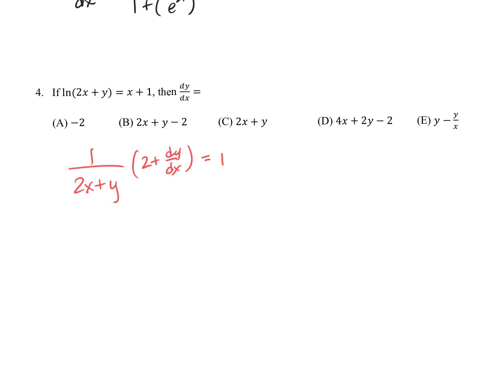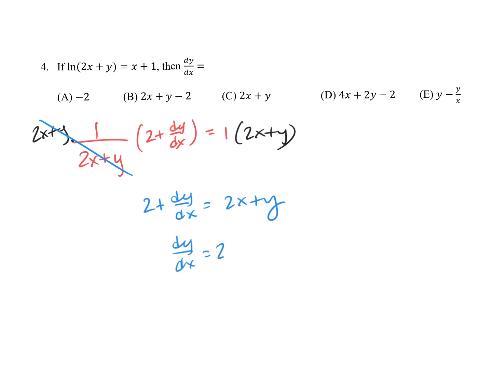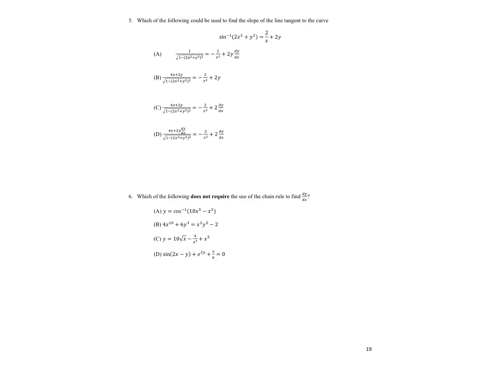So we have to get our dy dx by itself. What do you want to do first? Multiply by 2x plus y. I'd get rid of that denominator, exactly. Multiply both sides by 2x plus y, and then your denominators go poof. I'm left with 2 plus dy dx equals 2x plus y. Are we almost there? You just subtract that 2 over. 2x and a y minus a 2. This question is literally disgusting, so we're not going to do that. It's gross. We don't need it.